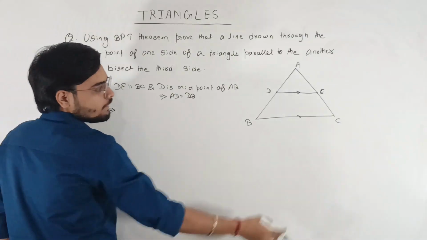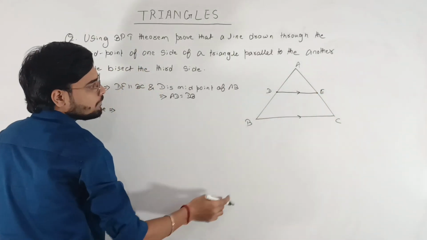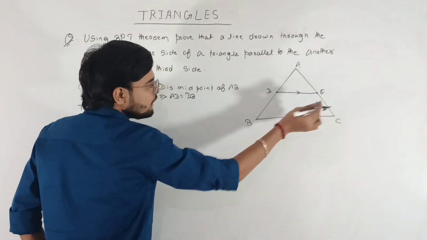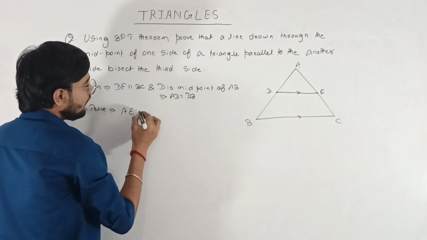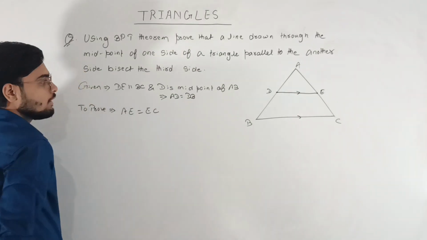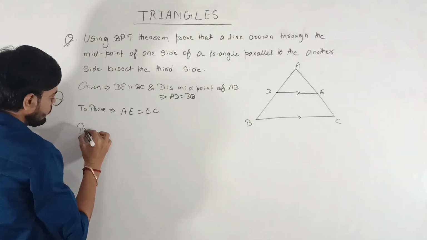We have to prove that this line DE bisects side AC, which means we have to prove AE is equal to EC. Now let's move towards the proof.